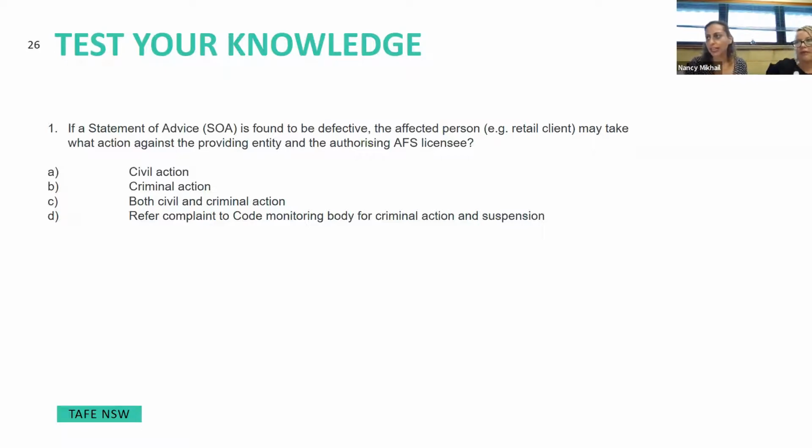All right, so the answer is, are you ready? The answer actually is A, civil action, okay? The key hint is your Chapter 7 Corps Act and ASIC RG 175 and 216 provide for civil action against the providing entity for any loss or damages. Key thing is, when I put up the next question, let's have a look at the key words that they're asking for you to look at. So let's go to the next question.